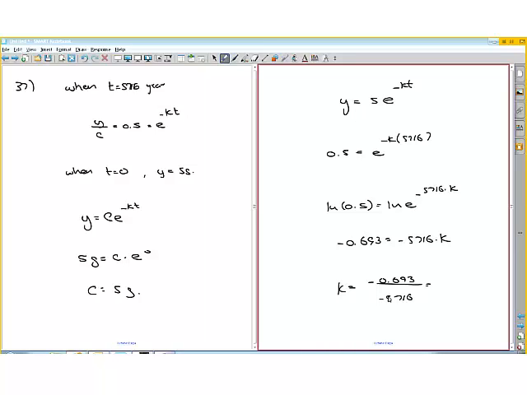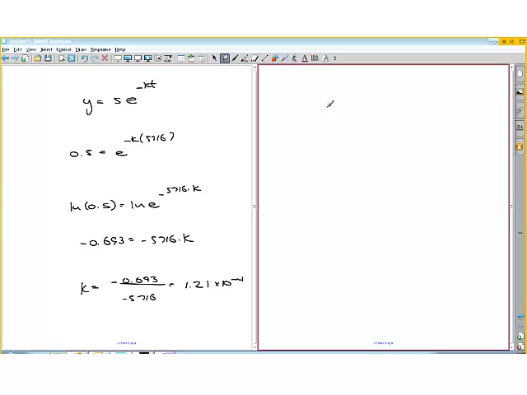So negative 0.693 divided by negative 5716. In this case, we're going to do it in scientific notation. So it's going to be 1.21 times 10 to the minus 4. Okay, so now we know everything. The equation governing this particular problem is y is equal to 5e to the negative 1.21 times 10 to the minus 4th times t. We already know when you put t equals 0 in, we're going to get 5. That was already specified in the problem.